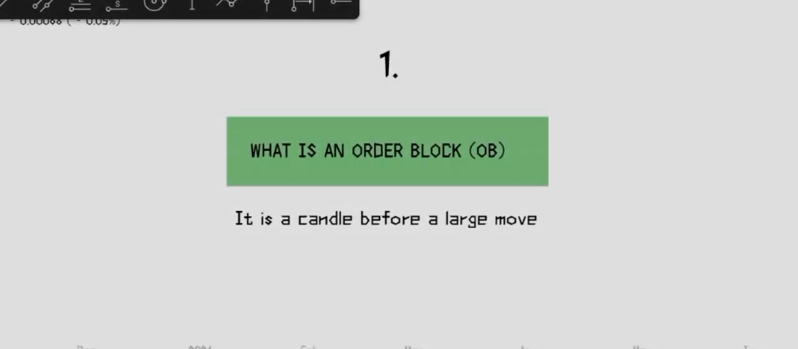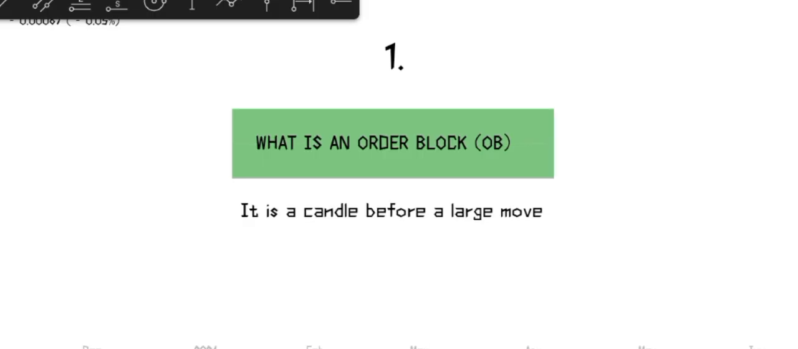So what is an order block, referred to as OB for short? An order block is a price action concept used mostly in smart money concepts, SMC. It is a specific candle right before a strong impulse move in price. Now this candle tells us where the large institutional orders were placed before price pushed sharply in one direction.